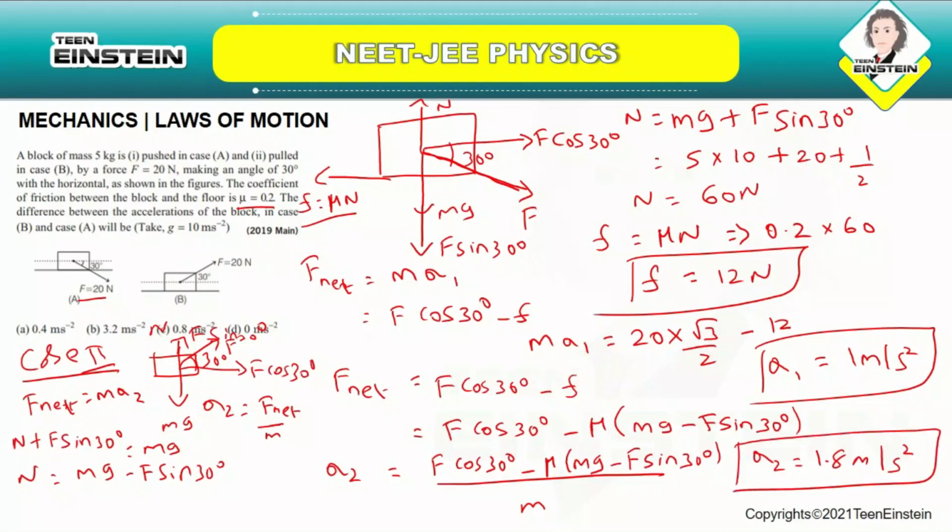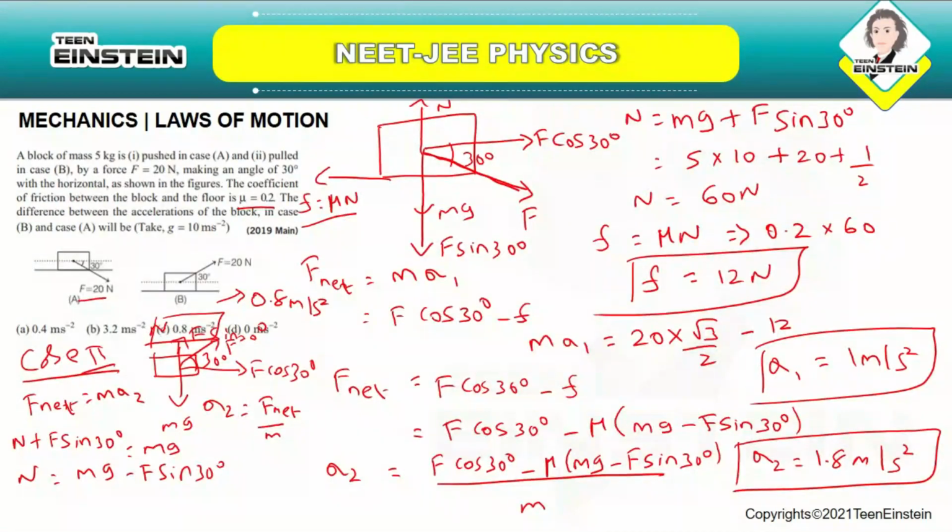So you have the a1 value as 1 meter per second square and a2 as 1.8 meter per second square. So the difference will be 1.8 minus 1, which is 0.8 meter per second square. So the correct answer is option C, 0.8 meter per second square.